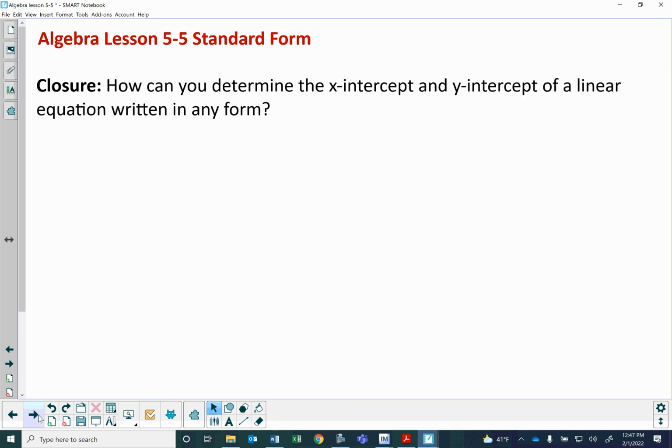Okay, our closure question for today. How can you determine the x and y intercept of a linear equation written in any form? Please answer that completely as your closure question.